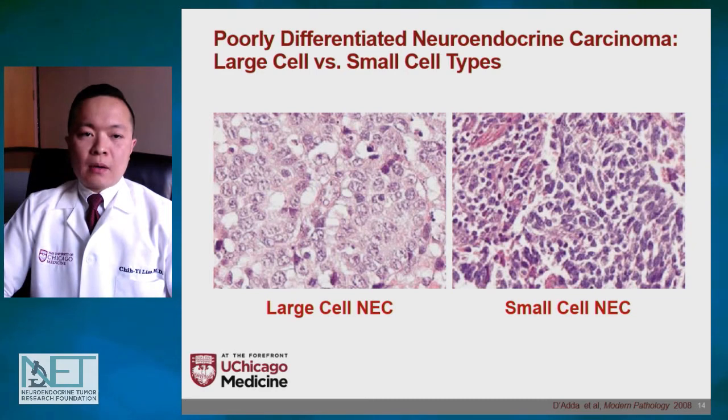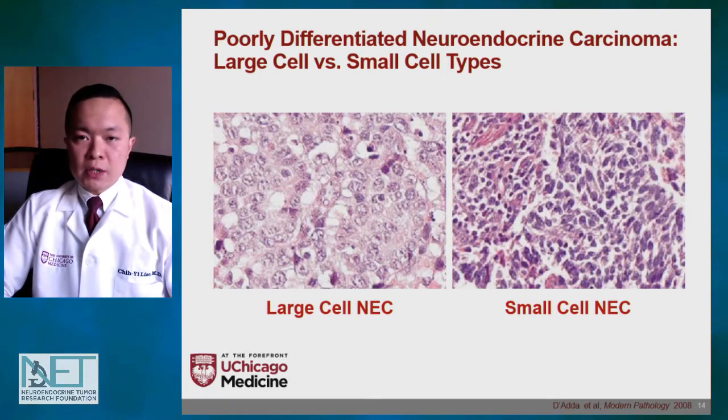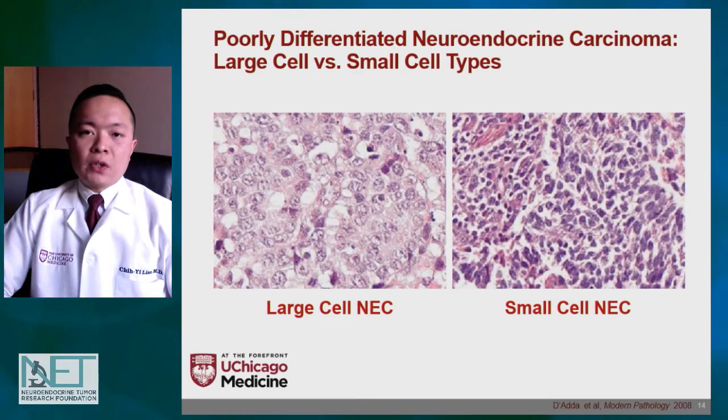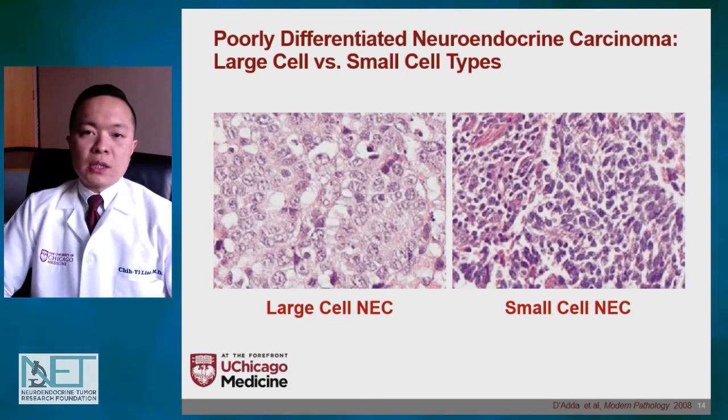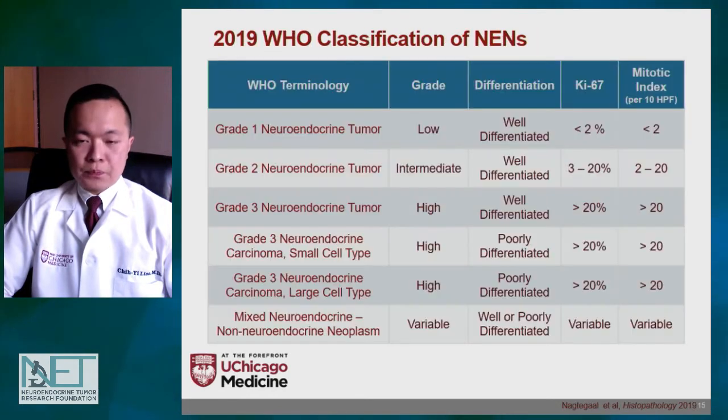And just a note about poorly differentiated neuroendocrine carcinoma. As you recall, in the classification system, we talk about large cell type versus small cell type. And that really refers to how the cells look under the microscope. On the left-hand side, you see an example of a large cell neuroendocrine carcinoma where the cells look large. On the right-hand side, you see a picture of a small cell neuroendocrine carcinoma, which is comprised of these small cells. And not only are they morphologically different, but they also have different genomic characteristics and also different biology.